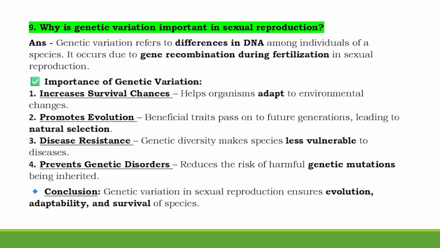3. Disease resistance, genetic diversity makes species less vulnerable to diseases. 4. Prevents genetic disorders, reduces the risk of harmful genetic mutations being inherited. Conclusion. Genetic variation in sexual reproduction ensures evolution, adaptability, and survival of species.